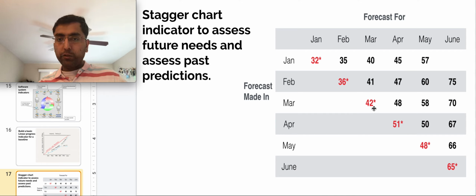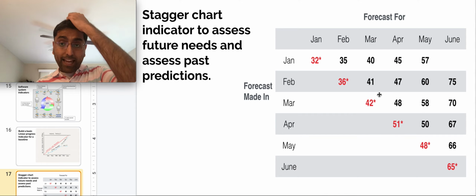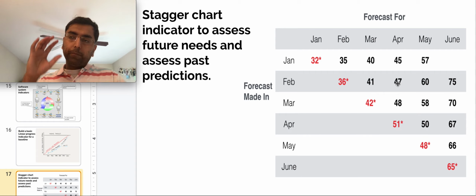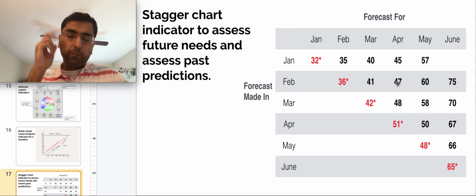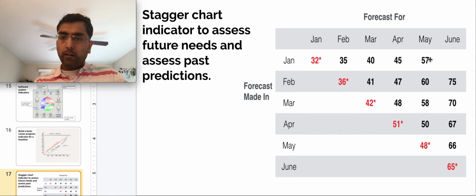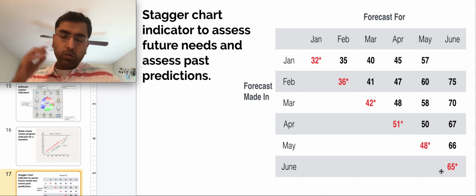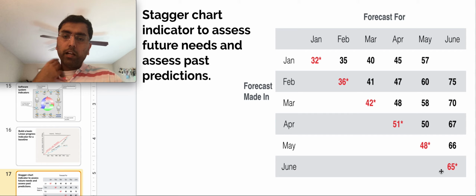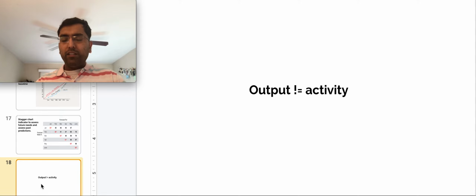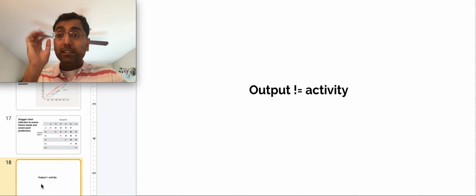And let's say March, 42. So in January, you said 40, February, you said 41, and March, you're saying 42, right? So staggered chart indicator is also a really good one to assess two things. How good is the quality of people making forecasts? And second, what does that variance look like? If you look at June, February you said 75, but you ended up 65. So there's a big variance. So a lot of things changed between what February forecast was versus actually in June. So that gives you a good idea to adjust, pivot, and also set right expectations for the work and execution that's going on.